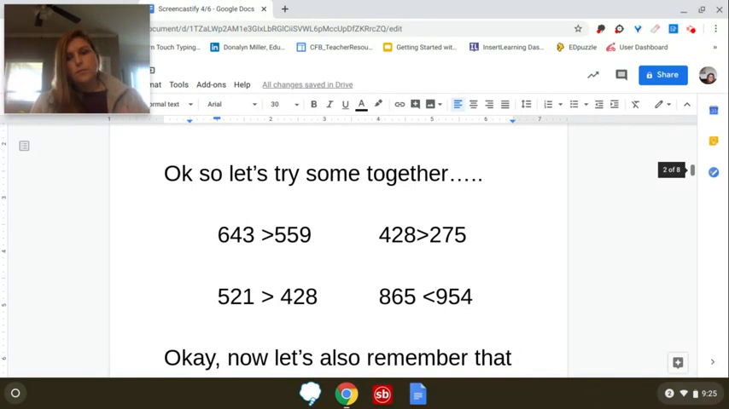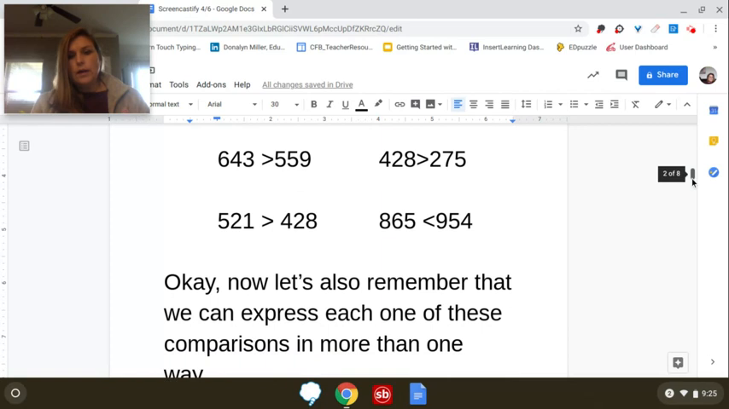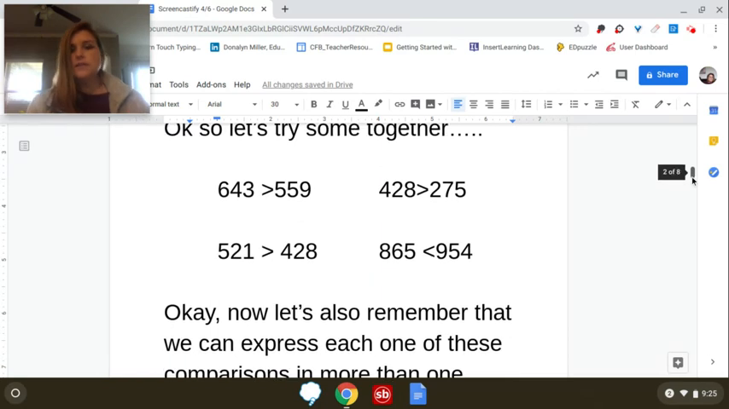Remember that anytime we have these comparisons that we're doing, we can write them in more than one way. And so we're going to take these 4 that we just did and we're going to write them in another way. So let me show you what I mean by that.